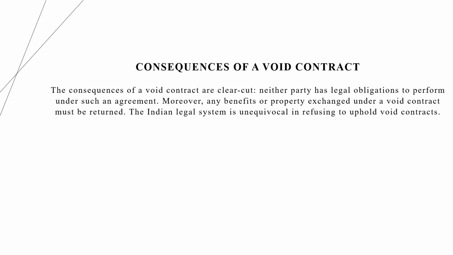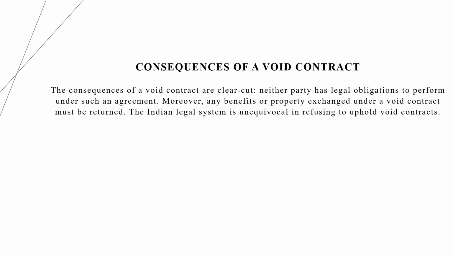Firstly, any benefits or consideration transferred between the parties must be returned. In the case of a void contract, the legal system firmly refuses to uphold or enforce any obligations that may have been created by the contract. This is in accordance with the principle that illegal or fundamentally flawed agreements should not be protected by the courts. Parties entering into a void contract cannot seek remedies or legal recourse based on such an agreement.